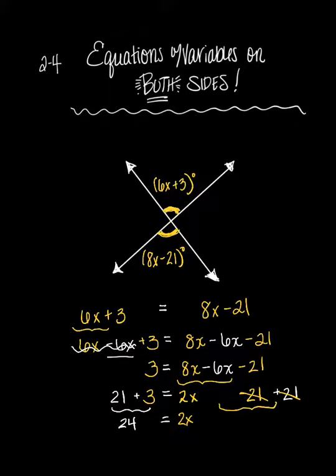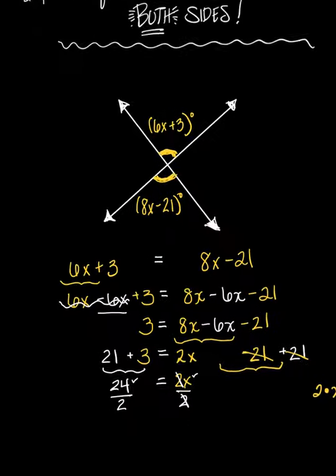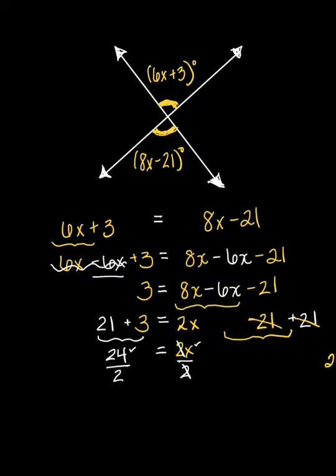Now 2x is the same as what? Multiplication. It's 2 times x. So the opposite of multiplication is division. I've got to divide this guy. What I do to one side of my equation, I've got to do to my other side. 24 divided by 2. My 2's cancel out, and I get 24 divided by 2, which equals 12. And that is my x.